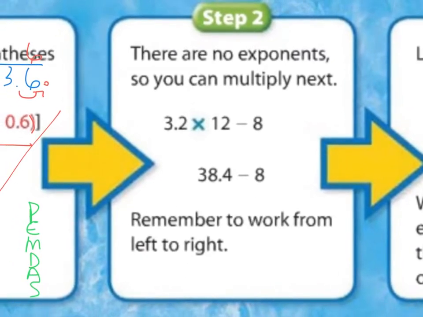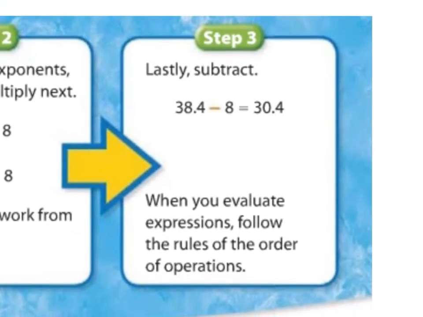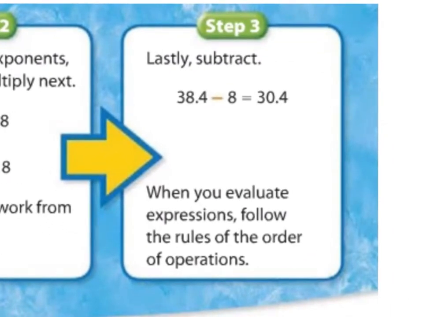Moving on. So next we can multiply. That's highlighted in blue. And 3.2 times 12 is 38.4. Minus 8. And that's all we have left. And so therefore, let's scroll further. We subtract, we get 30.4. I'm wondering, how do I line up those decimals?